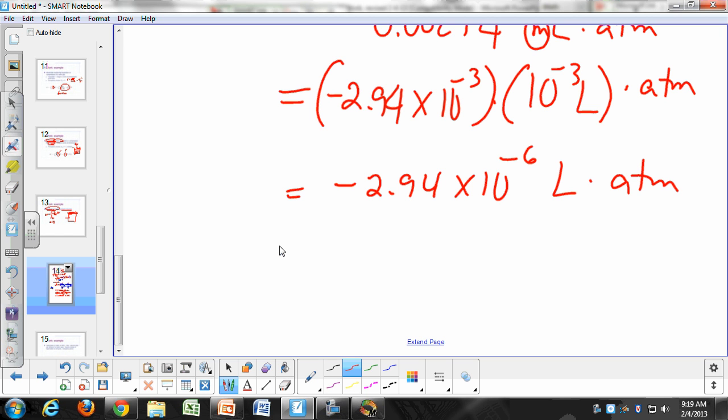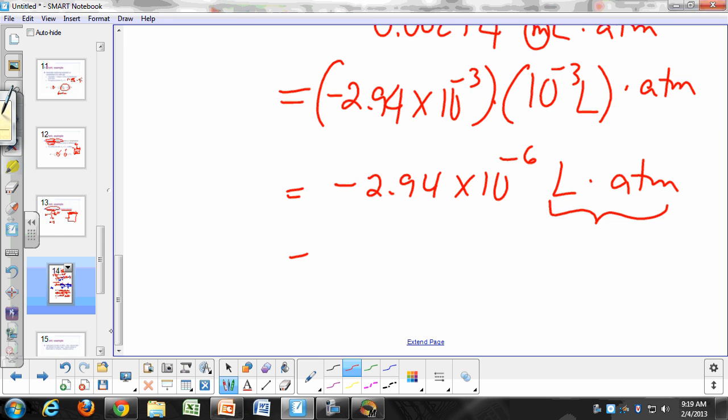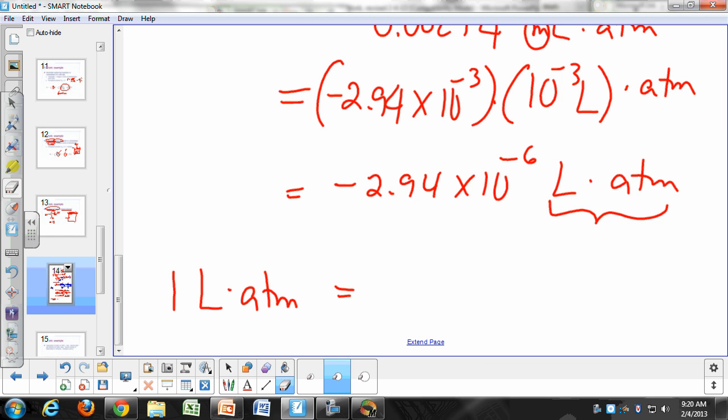Okay, what's the relationship between liter atmosphere and joules? If you want to compare Q and W, we have to put them in the same units. What's the conversion factor? 1 liter atmosphere is how much? 101.325 joules. It's 1.01325 liter bar. And 1 liter bar is 100 joules.